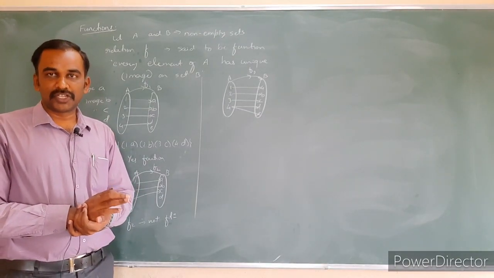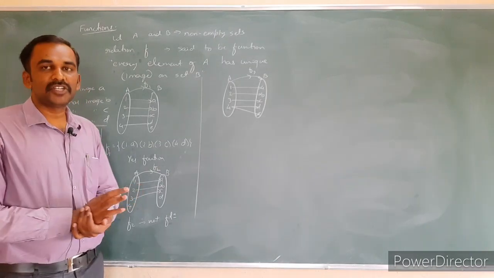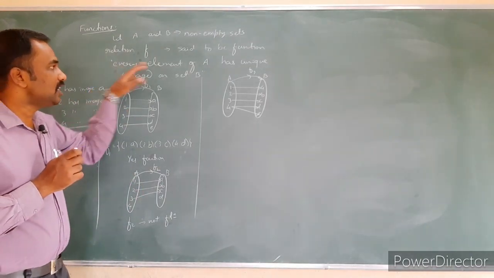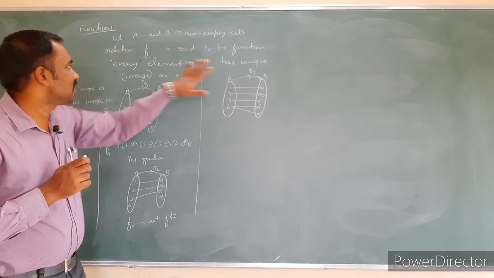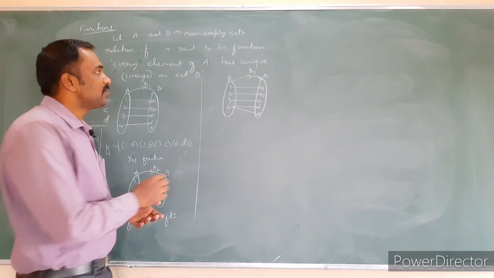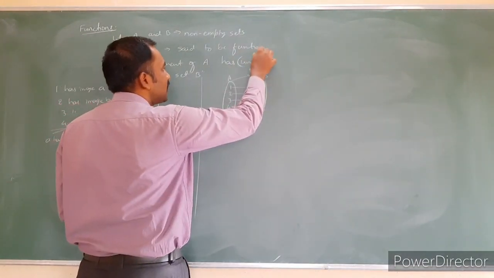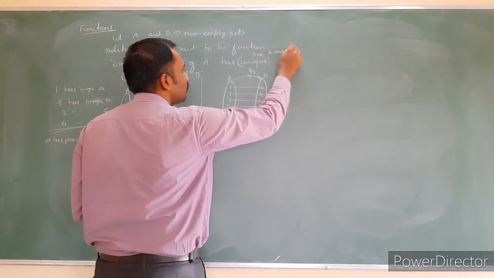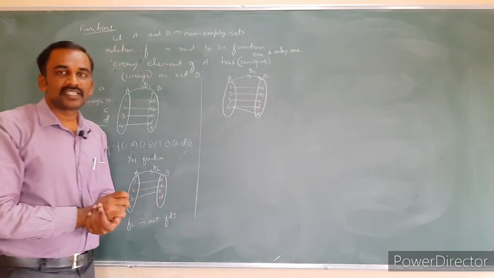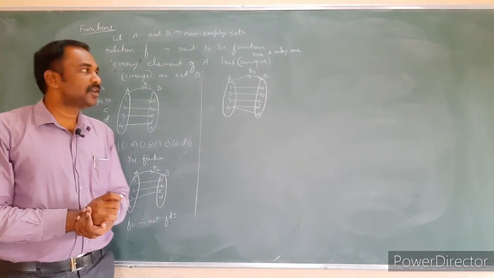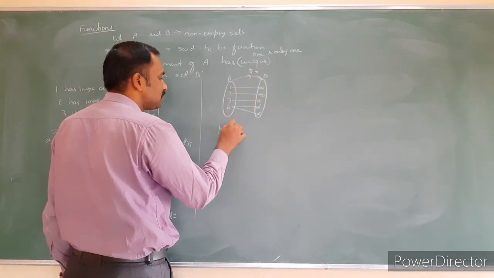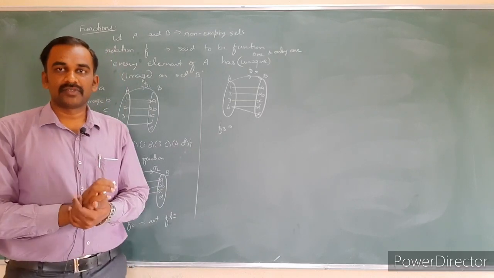Just read the definition. What is the definition of the function? Every element of the set A has a unique image on the set B. Unique image, or else we can say one and only one image on the set B. Does it satisfy the condition? Can I say that F3 is a function or not a function? What is your answer?